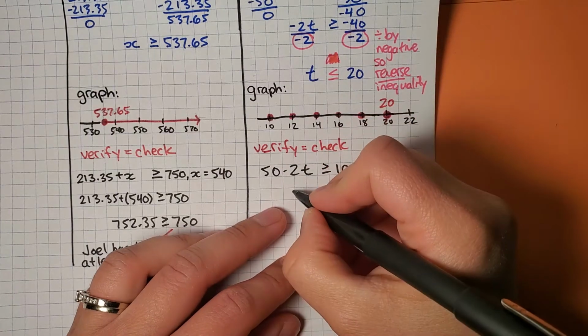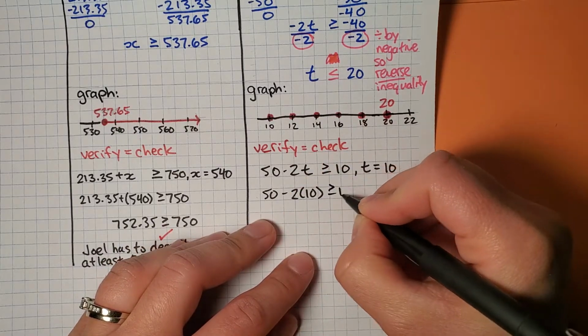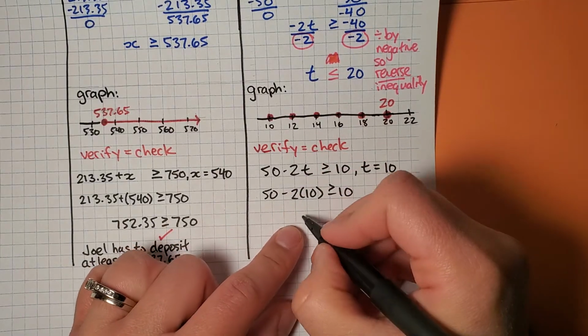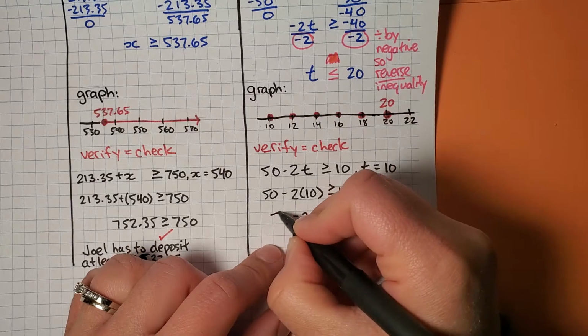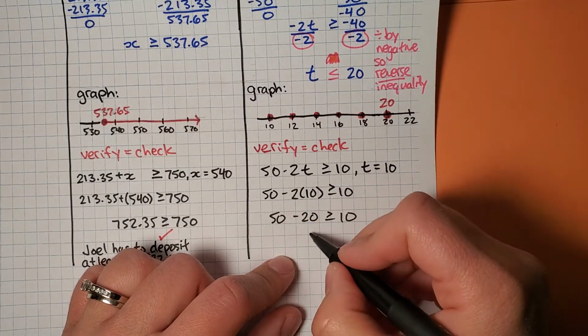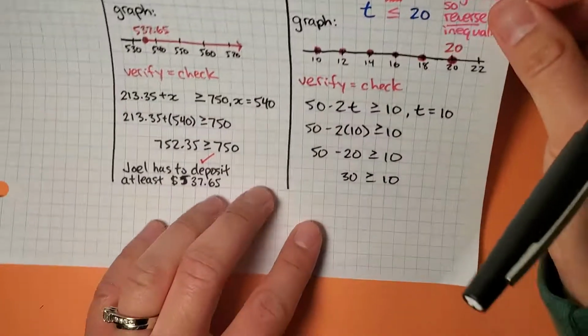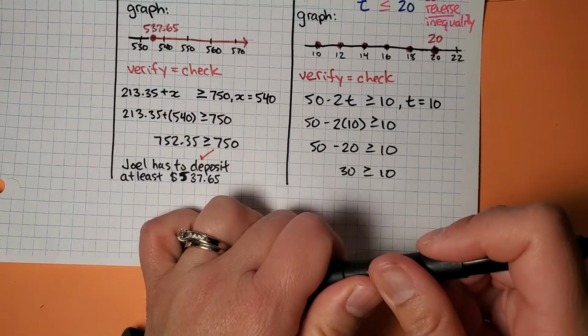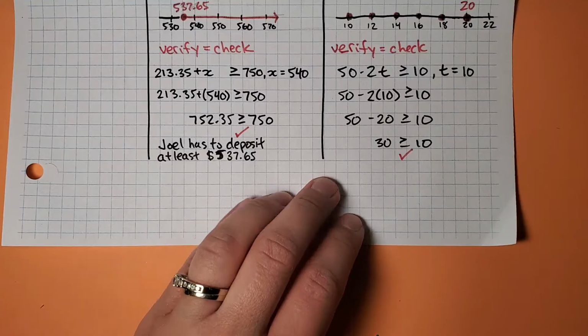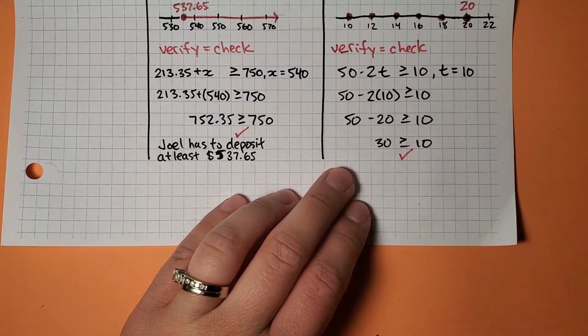First step, you substitute. Then you solve multiplication first. This is negative 20. And then you get that this side is 30. Now, is 30 greater than or equal to 10? Absolutely. So Mrs. Lewis will share with 20 teachers or less.